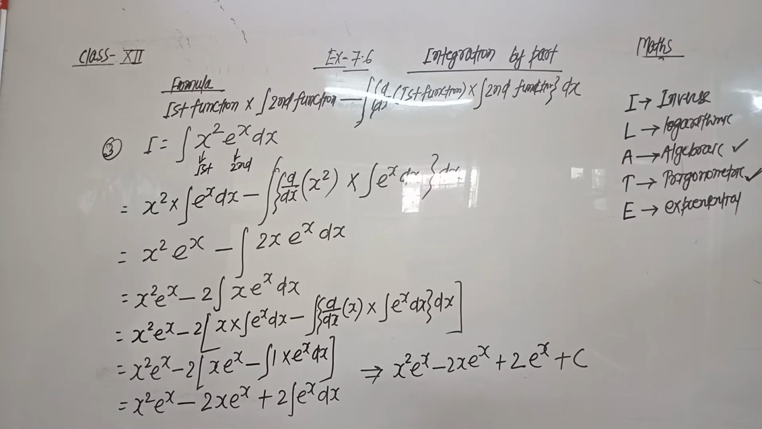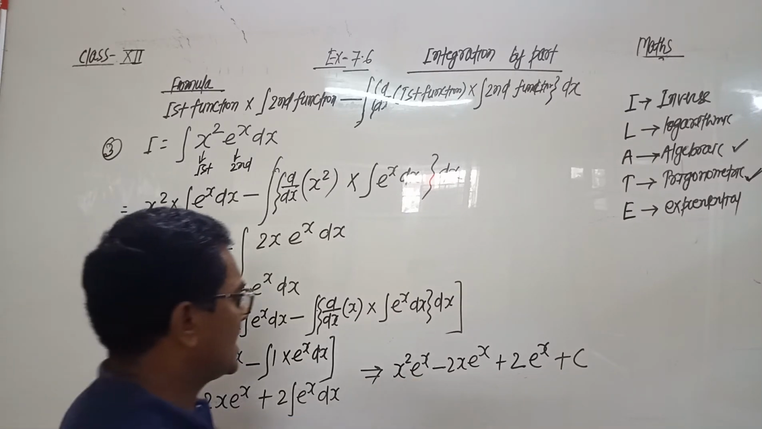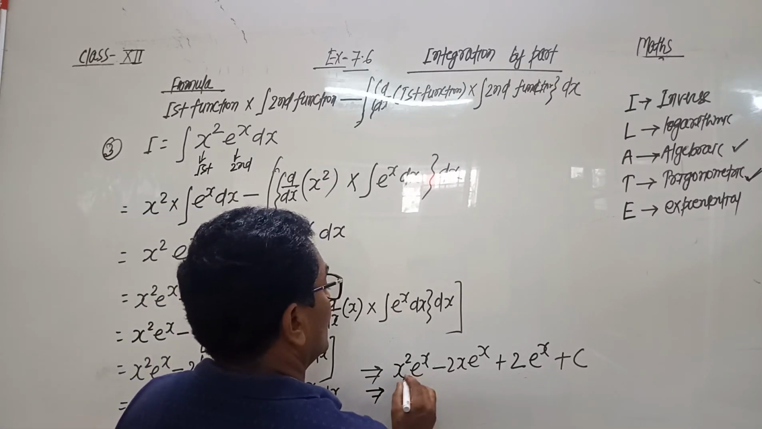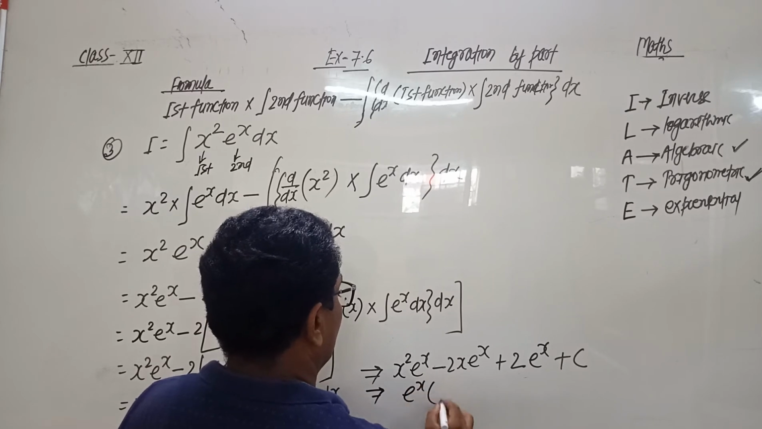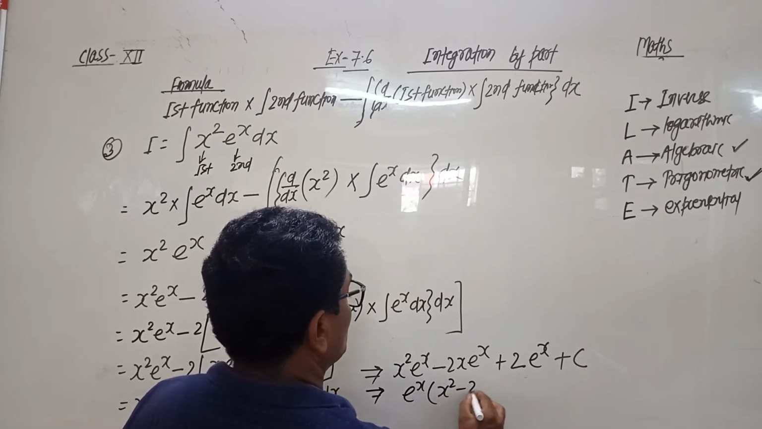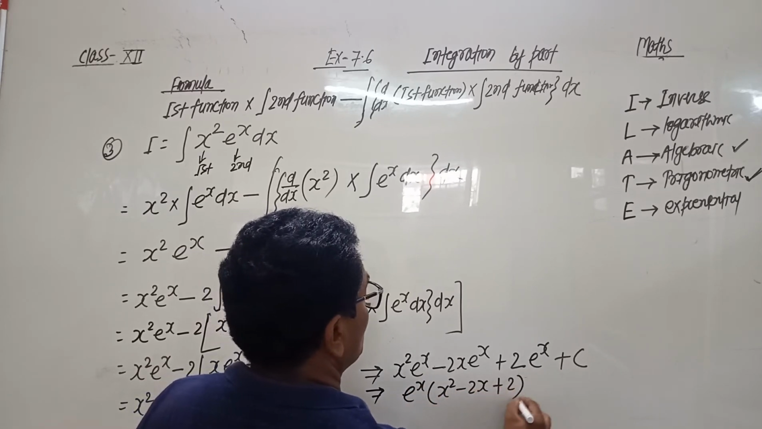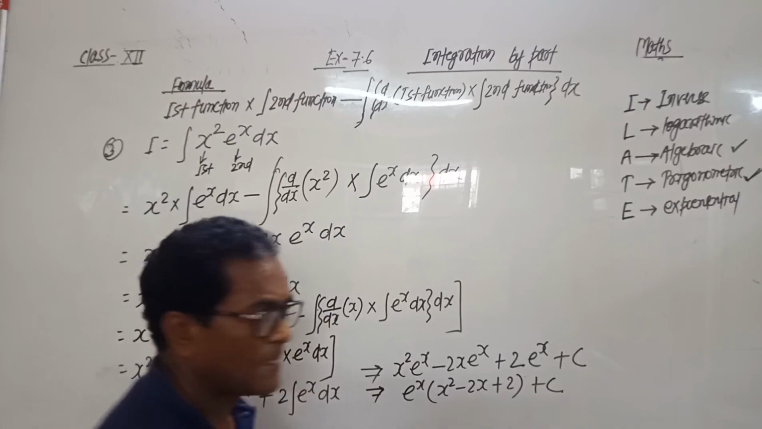This was question number 3. From the whole term we can take e raised to the power x as common. e raised to the power x is taken common. So it comes x square minus 2x plus 2, and plus c.